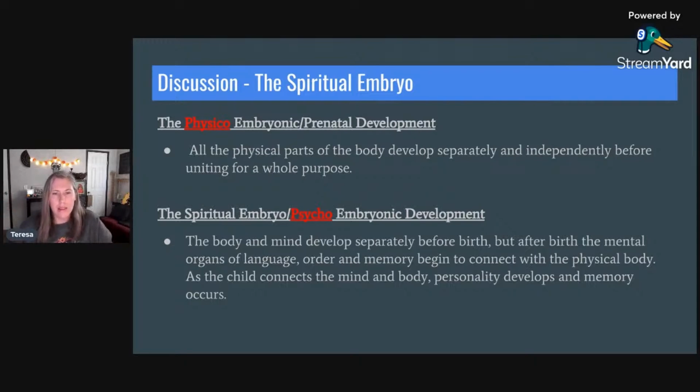And so she termed this the spiritual embryo, this time in the child's life right after birth, where the child has all these organs that are developing, these mental organs as well as the physical organs, and we have to connect them. So she's talking about this connection. And when this connection happens, we are developing those mental organs, the organ for memory, the organ for reason. That's why you start to remember things at the age of 3, because those mental organs are connecting with the body in unison, in coordination.